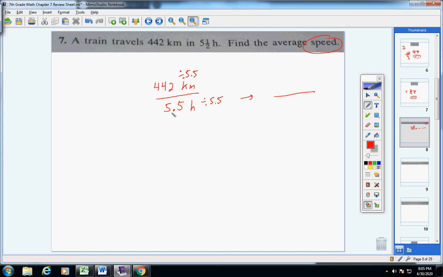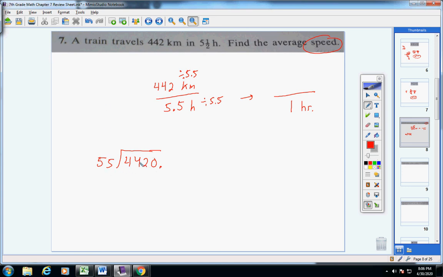Now, when I do that, we know what the denominator becomes. That's easy. I mean, anything divided by itself is just 1. So 5.5 divided by 5.5 is 1. But here's where the work is up here. I have to take 442 and divide it by 5.5, which we know what that means, guys, right? I gotta take this decimal, move it one place, take this decimal right here, even though you can't see it, move it one place. So decimal's here, move it one place, it's here, but it's 0. Okay? And now let's see what happens.